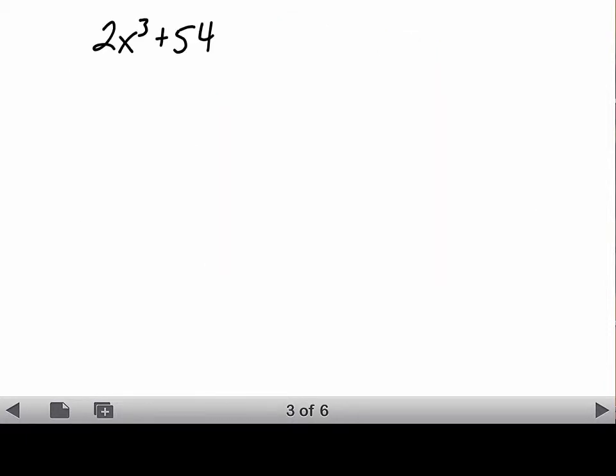Next we have 2x cubed plus 54, and I notice that neither one of these terms is a perfect cube. However, I notice there's a greatest common factor of 2 in both terms. So I'm going to factor that out, 2, and I end up with the quantity of x cubed plus 27. And I notice that x cubed plus 27 is a sum of cubes. I'd like you to pause the video, take a moment, and factor this using the pattern we saw earlier.